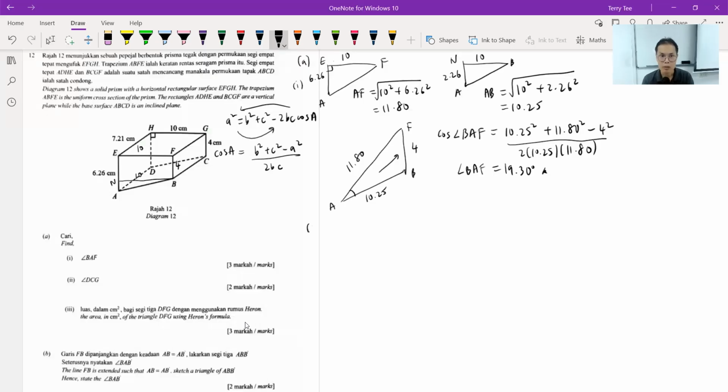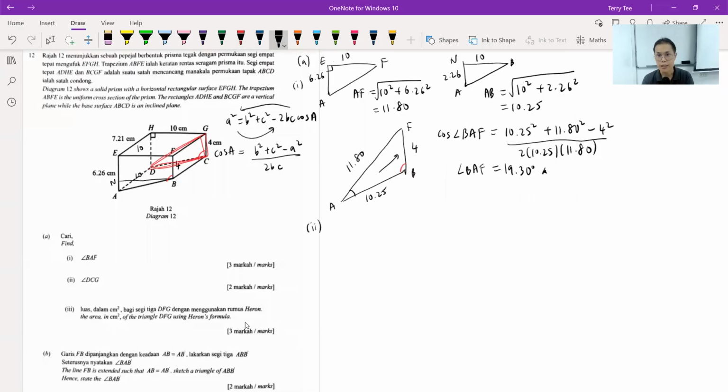Okay, second one. How do you find angle DCG? Maybe I redraw for you, because actually DCG is the same as ABF, because this is a uniform cross section. I know it's a bit hard to see. DCG is the other side. It's the same cross section, right? So DCG is the same as ABF. So by finding angle ABF, I can find angle DCG.